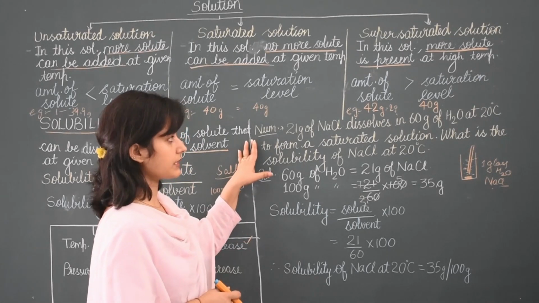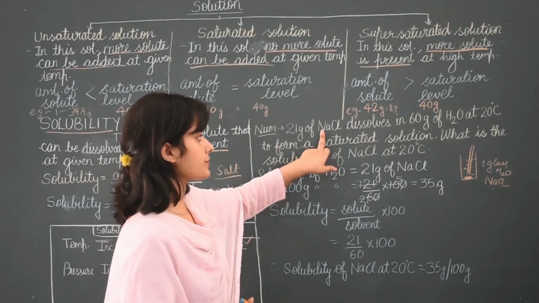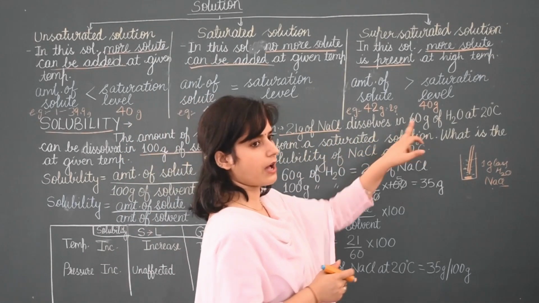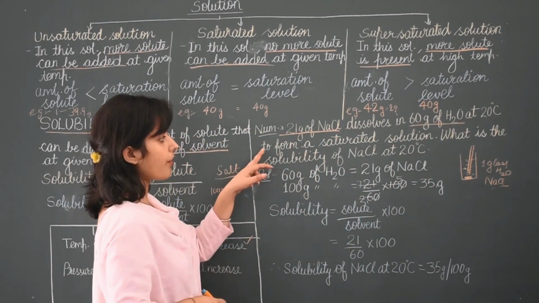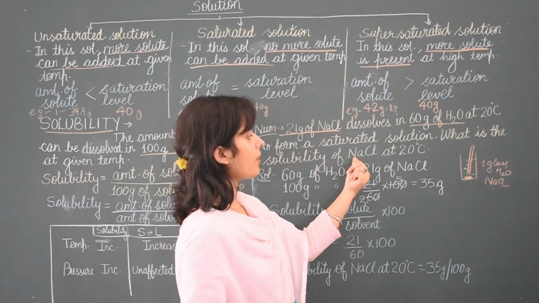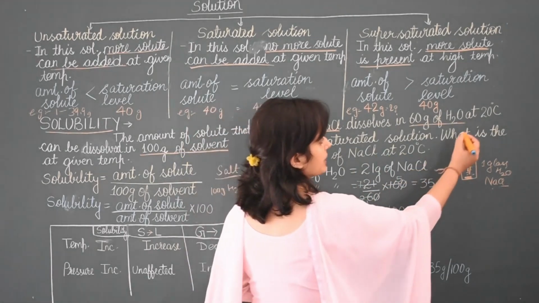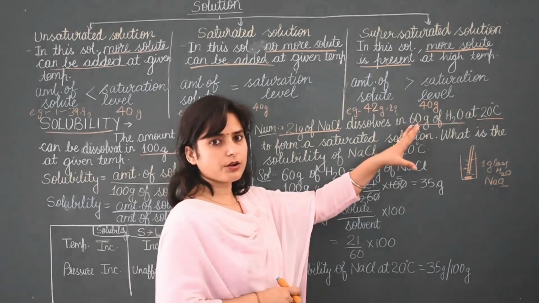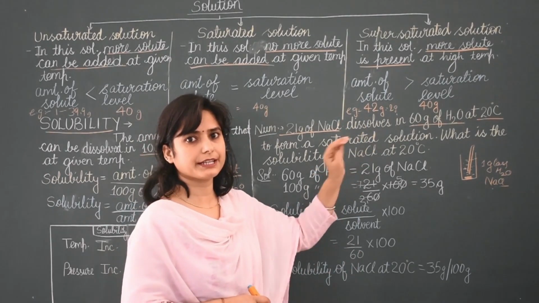Okay. Now this is a numerical. 21 gram of NaCl, that is common salt. 21 gram of salt dissolves in 60 gram of water at 20 degrees Celsius to form a saturated solution. What is the solubility of NaCl or common salt at 20 degrees Celsius? Here the temperature is given as 20 degrees Celsius. There is no role of this temperature in this calculation. It is just to show you the solubility at a given temperature.